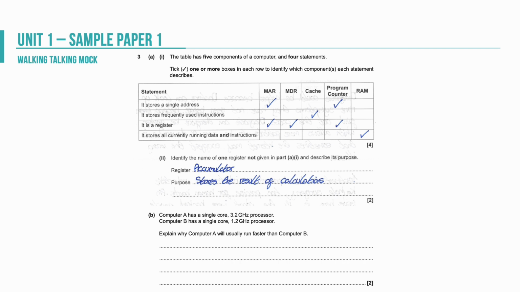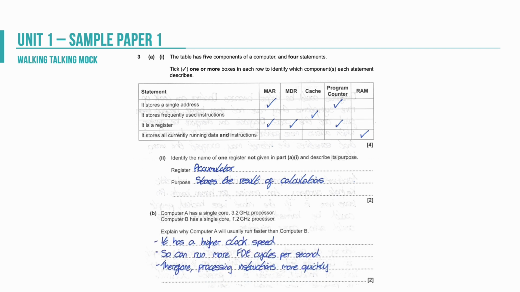Next, we're asked about computers A and B, which have a single core processor and then different clock speeds. Explain why A will run faster than B. The danger here is people getting 1 out of 2, not 2 out of 2 marks. 2 different points. I've gone whole hog here and just bullet pointed 3 steps. Computer A has a higher clock speed. That means it can run more fetch, decode, and execute cycles each second, therefore processing instructions more quickly.